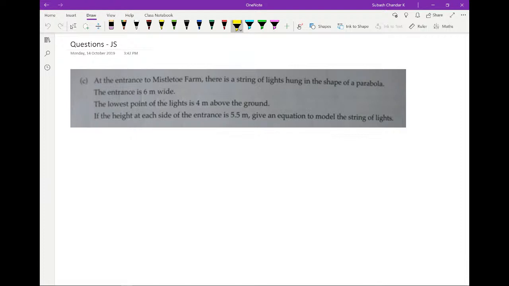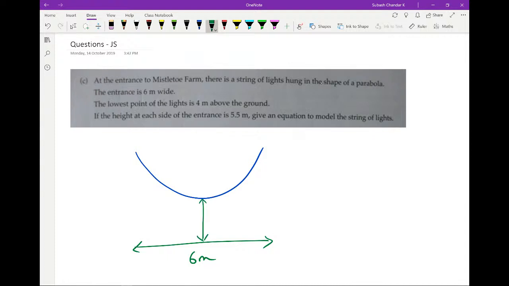Okay, I'm hoping you guys had a chance to go through this question. If anybody has any questions, just chuck it up. Let's try and figure out where people have got it right and where people have got it wrong. So at the entrance to the farm, there's a string of lights hung in the shape of a parabola. So basically, my parabola looks like this. The entrance is 6 meters wide. So that part there is 6 meters. Now it says the lowest point of the lights is 4 meters above the ground. The height at each side of the entrance is 5.5 meters. So from there to there is 5.5 meters.